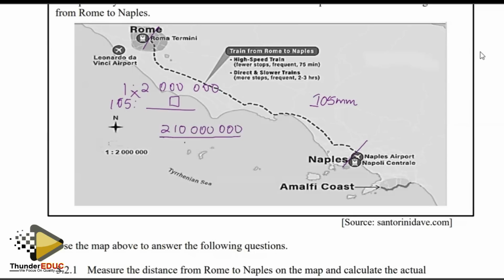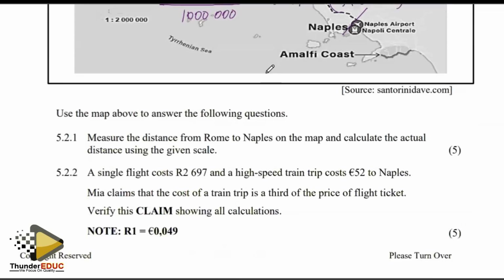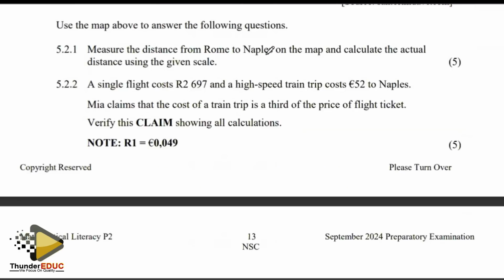So this one is in millimeters. You divide that by another million. You get the answer as, which is the actual distance. 5.2.2. A single flight costs 2,697 and a high-speed train trip costs 52 euros. Napel. Maya claims that the cost of the train is a third of the price of the flight ticket.